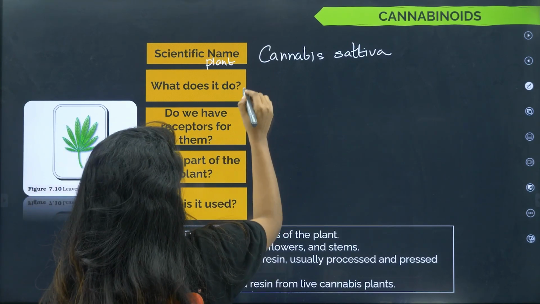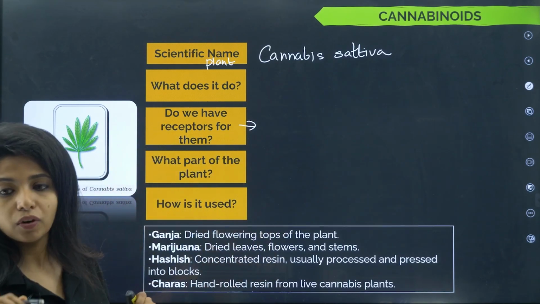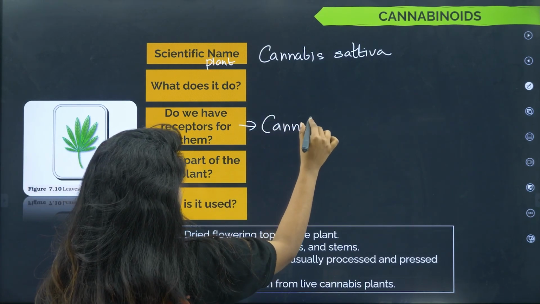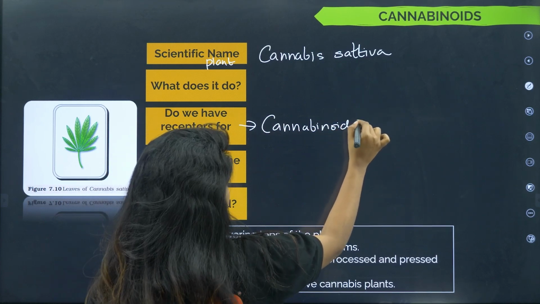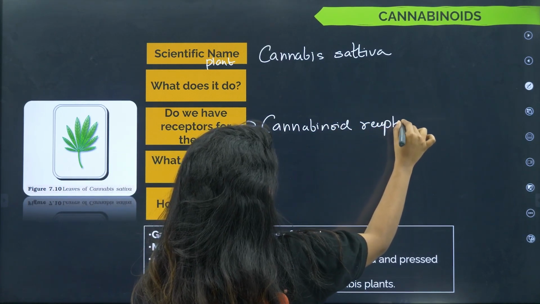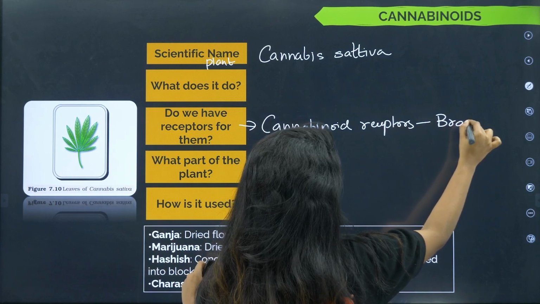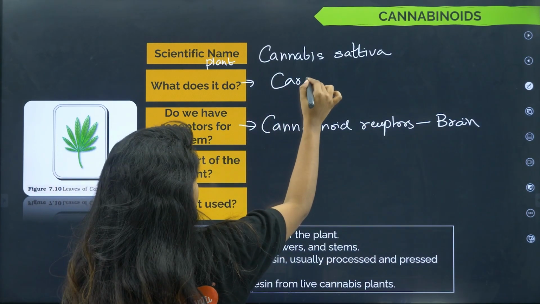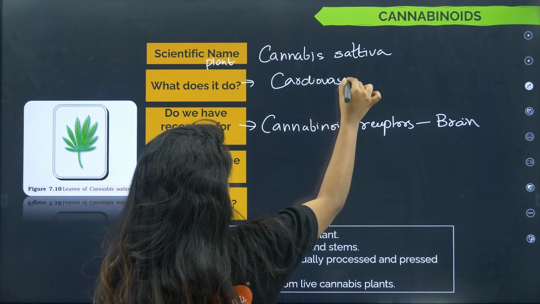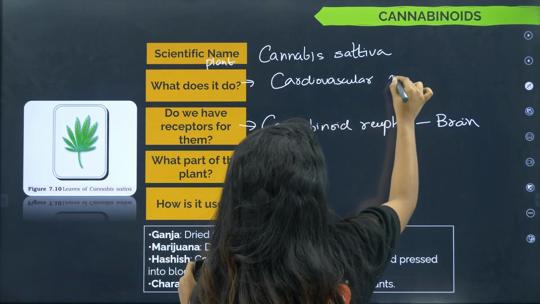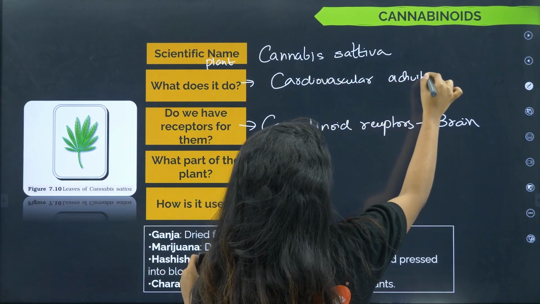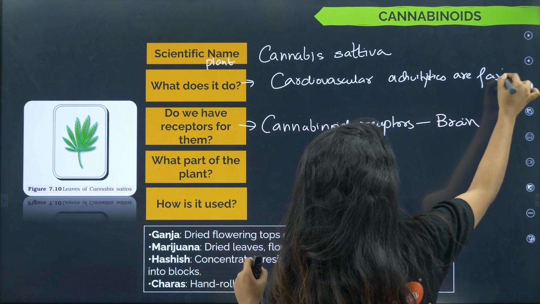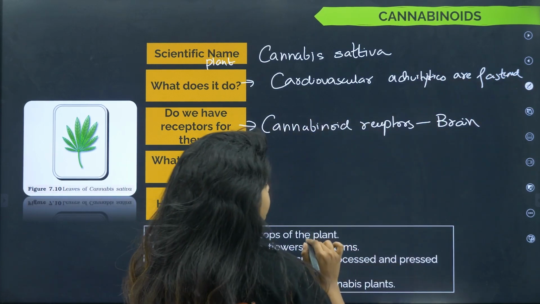What does it do? First thing, do we have receptors for them? Yes, we have receptors for them. What is it, children? Tell me. Cannabinoid receptors. Where are they present? In our brain. And what does it do now? It usually causes cardiovascular activities to be fastened. What do you mean by cardiovascular activities are fastened?